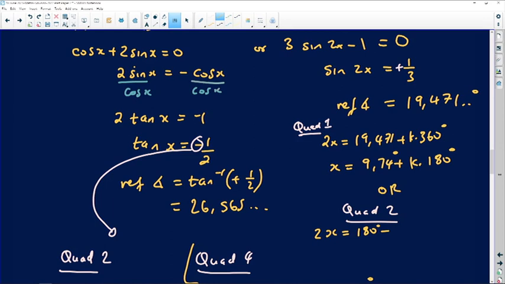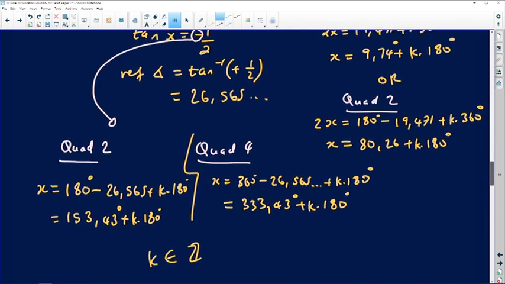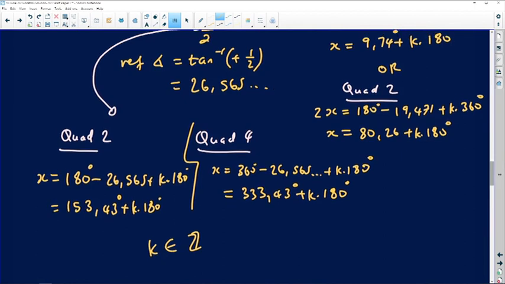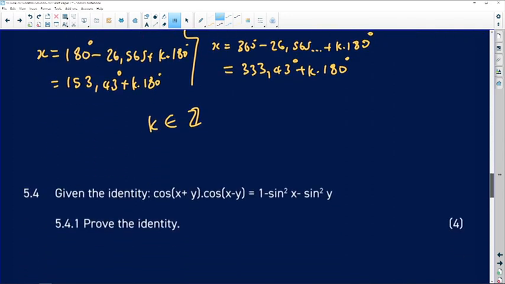So 180 minus the reference angle, which was 19.471, plus k times 360 degrees to make it general. Of course, you have to divide all the terms by 2 after subtracting 19 from 180 degrees. You then end up with x equal to 80.26 plus k times 180 degrees. Somebody's asking, what is k? Well, we already mentioned that k is an element of the integers. So that's how you will work out this particular question that involves working out the general solution of a trig equation.